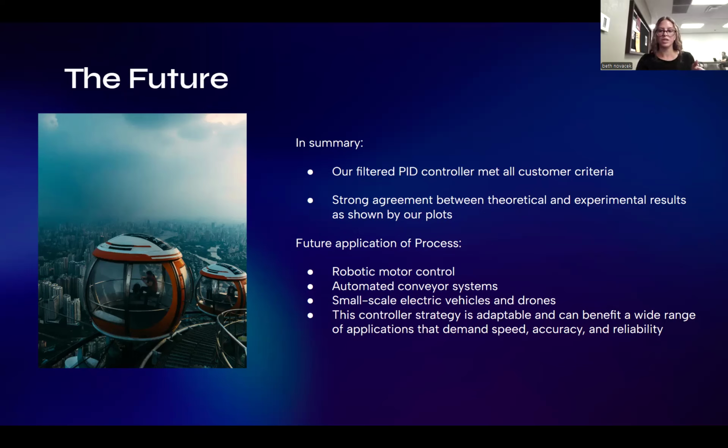For future application of the process, it can be used in robotic motor control, automated conveyor systems, and small-scale electric vehicles or even drones. This is because the controller strategy that we used is adaptable and can benefit a wide range of applications that demand speed, accuracy, and reliability, all of which apply to these different future applications.